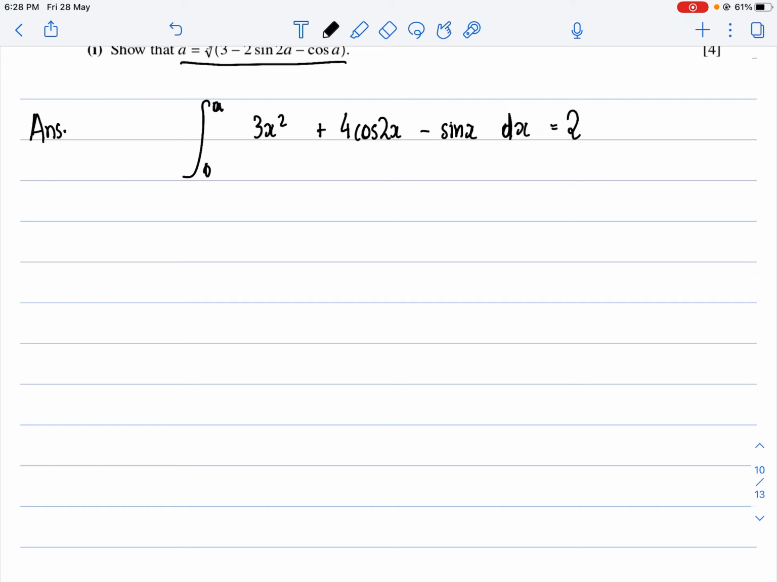The integration of 3x square is simply 3x cube over 3. Correct? Basic integration, plus the integration of cos. The integration of cos you need to know is simply sine. So I can write this as 4 sine 2x over 2, because whenever we have a coefficient for x, I always tell you the easiest way to remember it is to just write it down in the denominator. Now the integration of sine x is minus cos x, so that will change to plus cos x here. Now I have my limits of 0 and a, which is equal to 2.